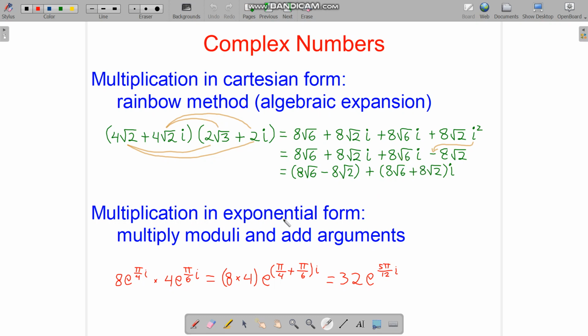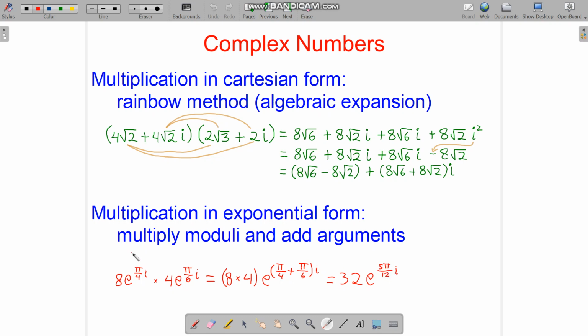And multiplication in exponential form, we multiply the moduli and we add the arguments. So for example, 8e to the power of pi over 4 i times 4e to the power of pi over 6 i. We multiply the moduli, 8 times 4, we get 32, and we add the arguments, pi over 4 plus pi over 6, we get 5 pi over 12.